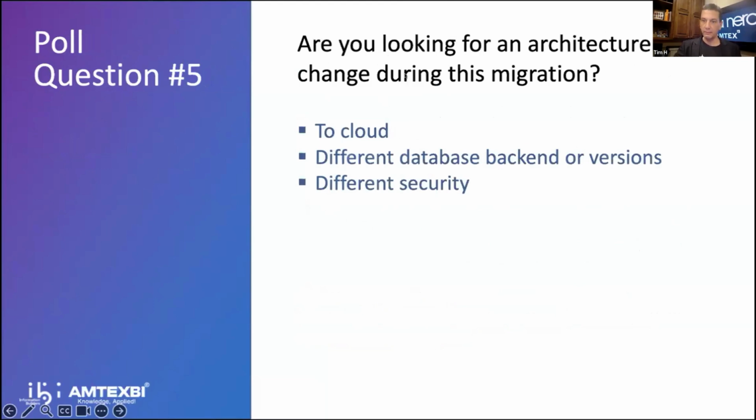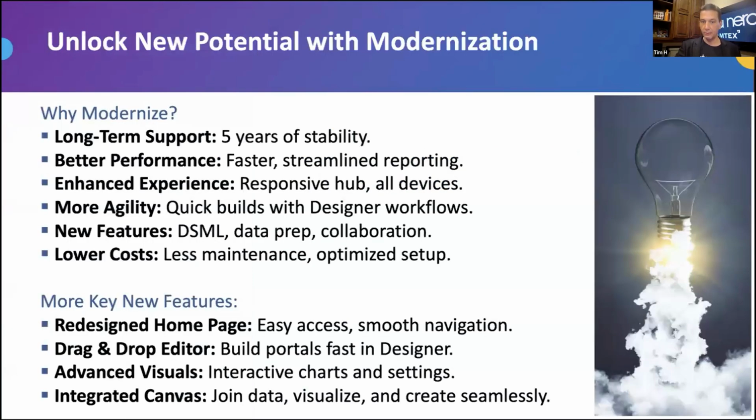Are you looking for architecture changes during this migration to cloud? We talked about that. That is something that we do want people to keep in mind if it's something they're looking to do or something in their initiatives. Make sure we know that at the very beginning so we can have a discussion to make sure we're approaching it the most efficient and right way with you.